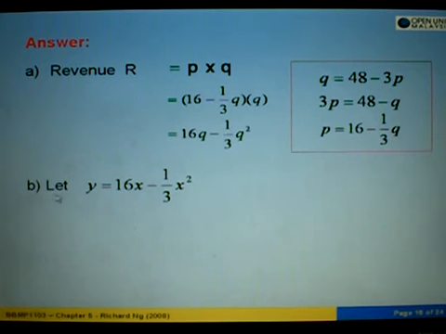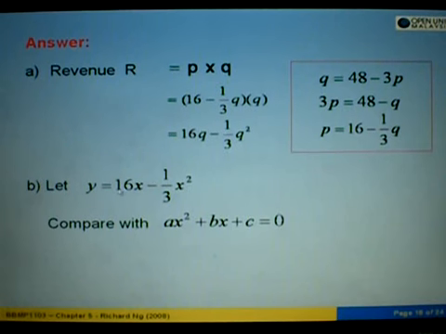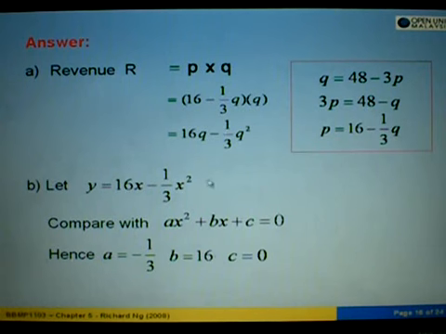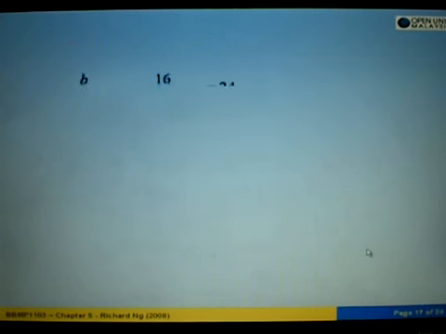Next, let's take y equals 16Q, where Q is represented by x now, minus 1 over 3 x squared. We compare with ax squared plus bx plus c. So we shall have a equals negative 1 over 3 and b equals 16. Of course c equals 0.